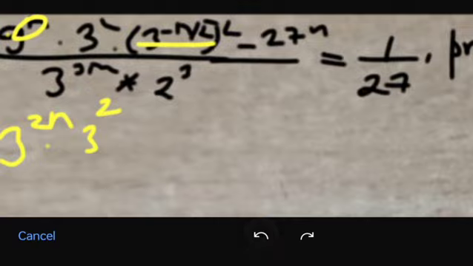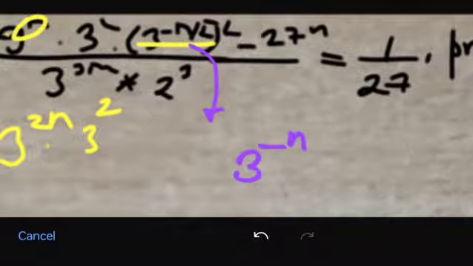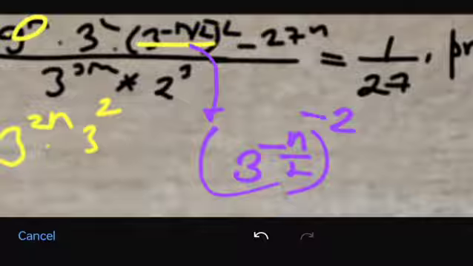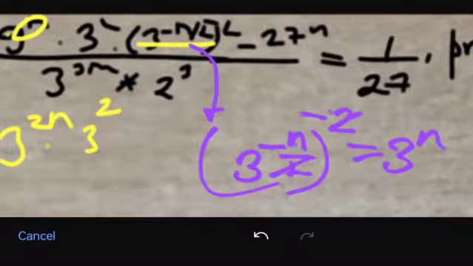Let me change my color. So this expression is in this form, 3 raised to the power minus n, raised to the power 2. So in that case, the powers would multiply. This cancels out, and minus 1 into n would equal 3 raised to the power n. So here it would be 3^n, right?